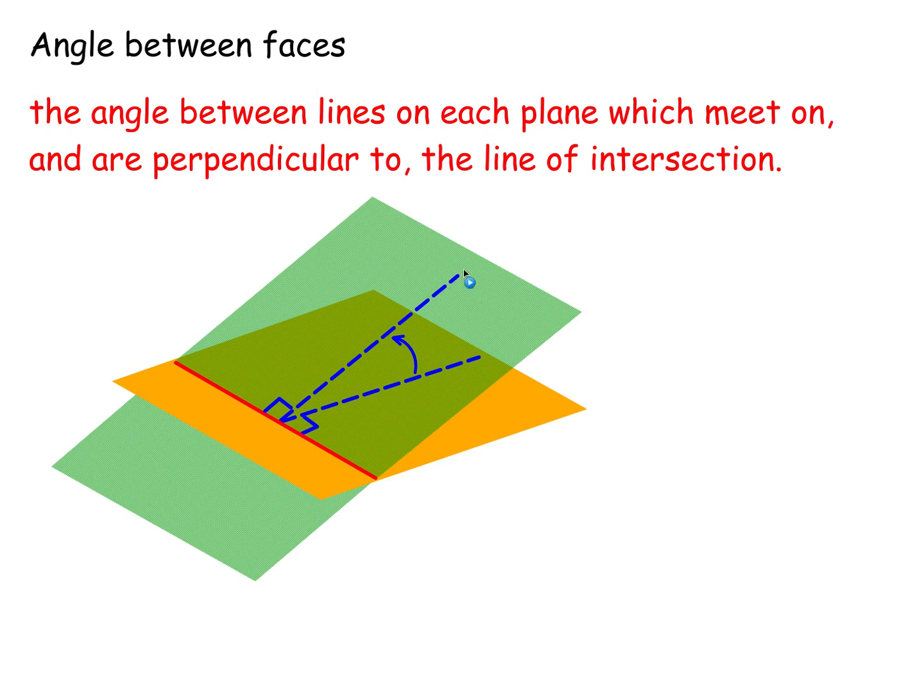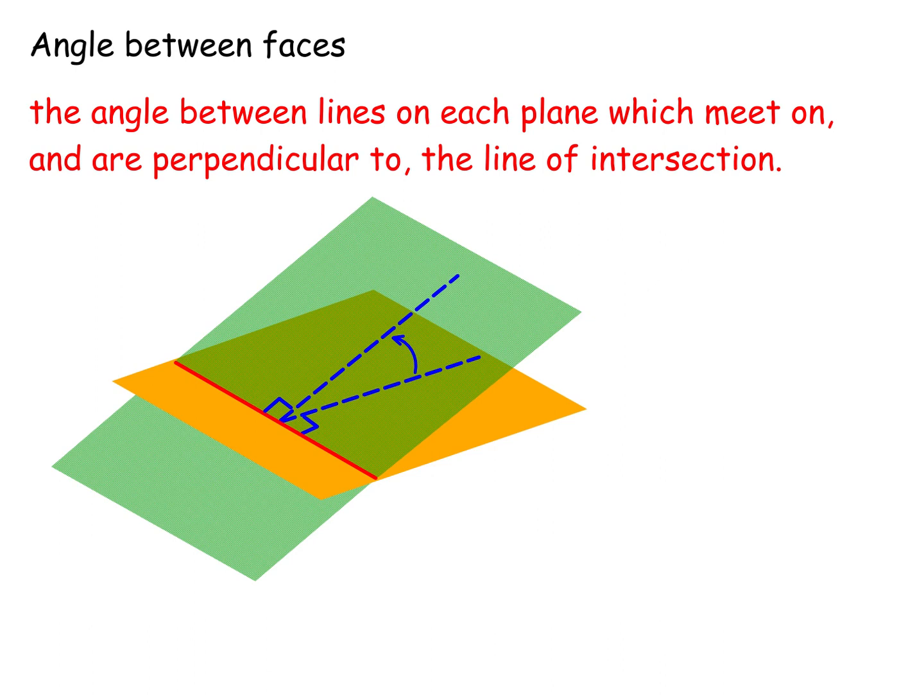So on the sloping plane, this blue dotted line makes a right angle with the red line. On the orange plane, this blue dotted line makes an angle with the red line, which is 90 degrees here. That's the perpendicular part, and they meet at a point, and it's the angle between the 2 dotted lines. Now that's the angle between 2 planes, 2 faces.